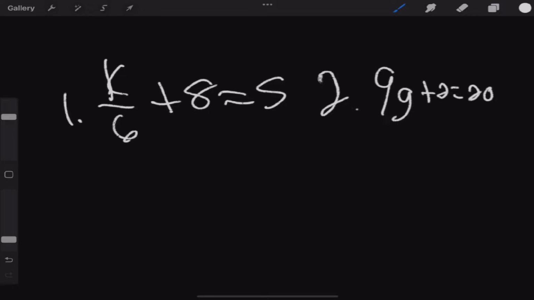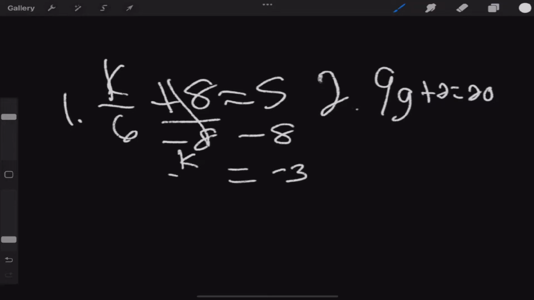That's your goal here. So we have our positive 8. We don't want that. We want to do the opposite. But remember, we have to keep it equal. So we do both sides. And this will give us negative 3. These will cancel out. And we bring our variable down, which is k over 6 equals negative 3.